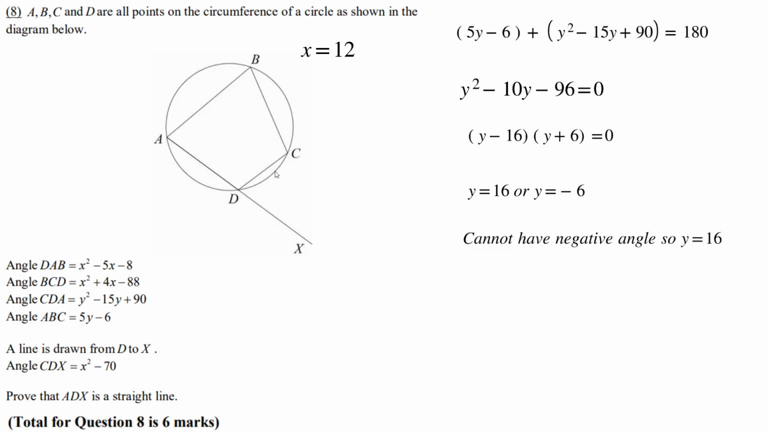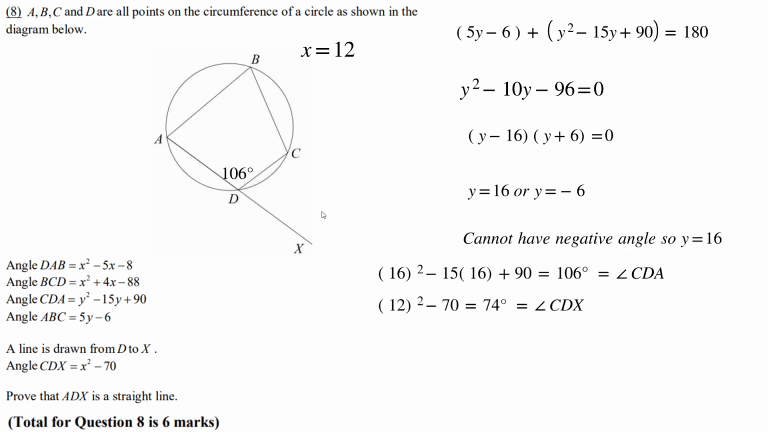We've got angle CDX, so we can just use that. What am I looking at here? So CDA. Oh, okay, so I've just plugged in the values for CDA to get what this angle is. So I got this as 106 degrees. I'm just plugging y equals 16 into here, and then now I can get this angle, because I've got what x is, and it tells me that it's in this form. So I'll just plug in x equals 12 into this to get 74 degrees. So this is 74 degrees.